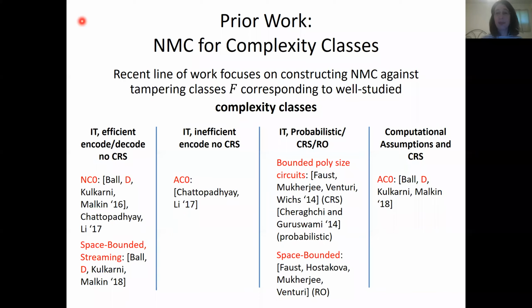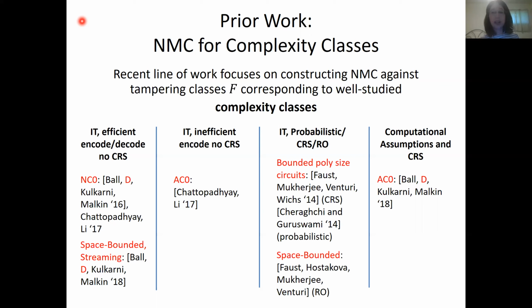So in this talk, I want to emphasize a more recent line of work that focuses on constructing non-malleable codes against tampering classes F that correspond to well-studied complexity classes. I'm not going to go over all the results on this slide, but I just want to name a few of the classes that we can achieve non-malleable codes against, and I will go into more depth about some of these results. These include bounded polynomial size circuits, various types of space-bounded tampering, and then NC0 and AC0, which are two complexity classes that I'm going to be talking about in more depth in the upcoming slides.